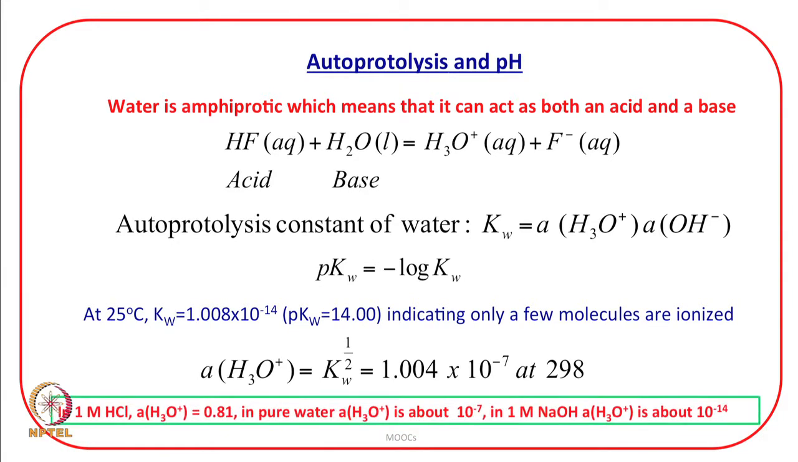And then we further discussed that for 1 molar hydrochloric acid, the activity of hydronium ion is 0.81, and this 0.81, as I was discussing, is less than 1 because you have to account for the activity coefficient. For pure water, it is 10 raised to power minus 7, and for 1 molar sodium hydroxide, it is about 10 raised to power minus 14.